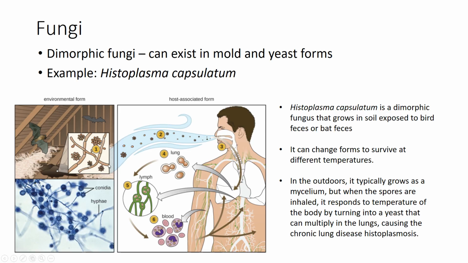histoplasma present. The human inhales the spores from the mold type. Once inside of the body, the human body is hotter, so it's going to turn more into the yeast form. Well, inside of the human body, that yeast form grows very rapidly and can make you very, very sick, leading to what we call chronic lung infections. So histoplasma is a really neat fungus. There's just not that many like that.